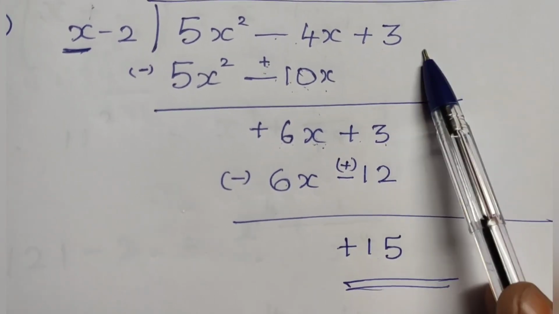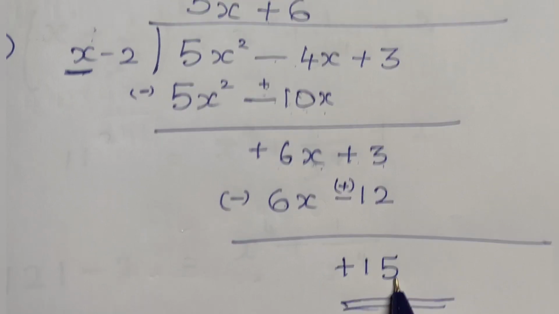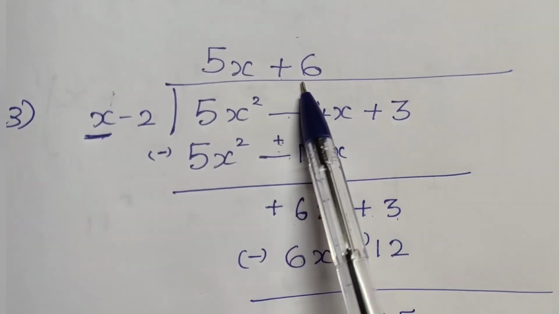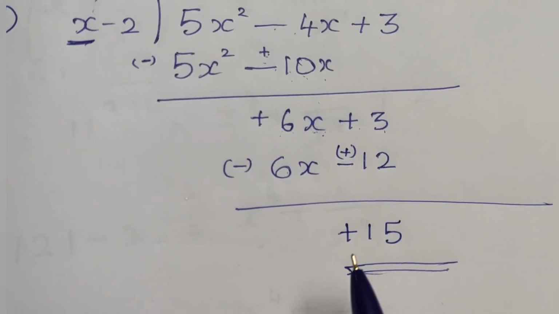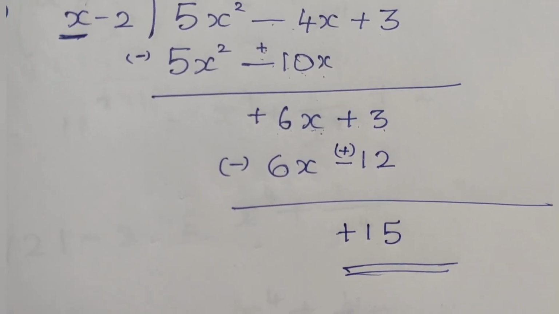So is there any other number to bring down? No. So the remainder is plus 15, and the quotient is 5x plus 6. And in the question, they are asking us to find the remainder. So the remainder is plus 15.